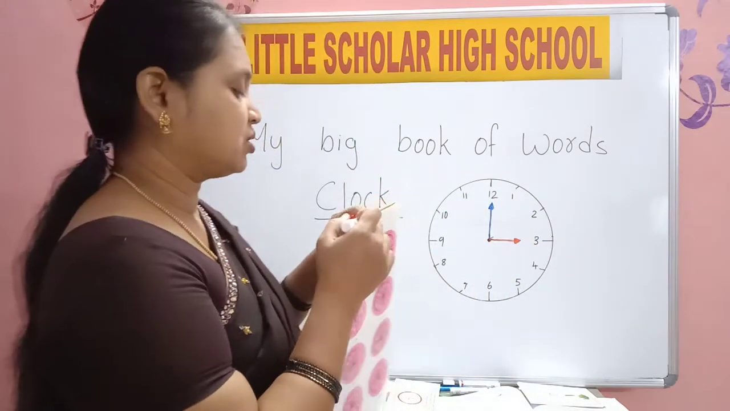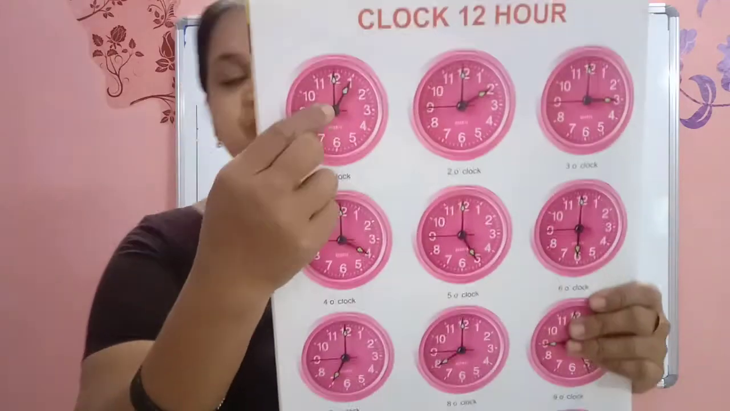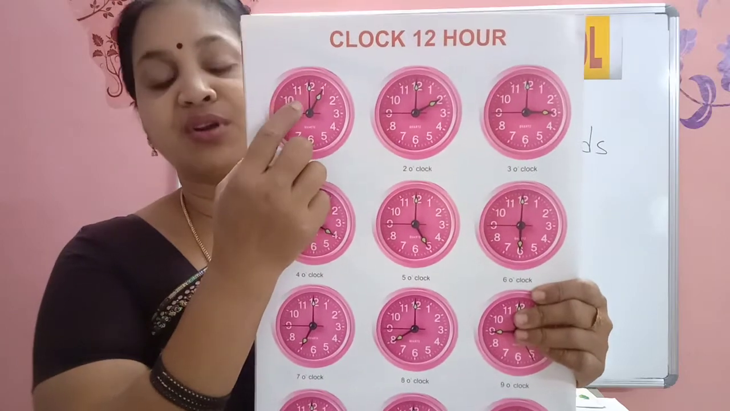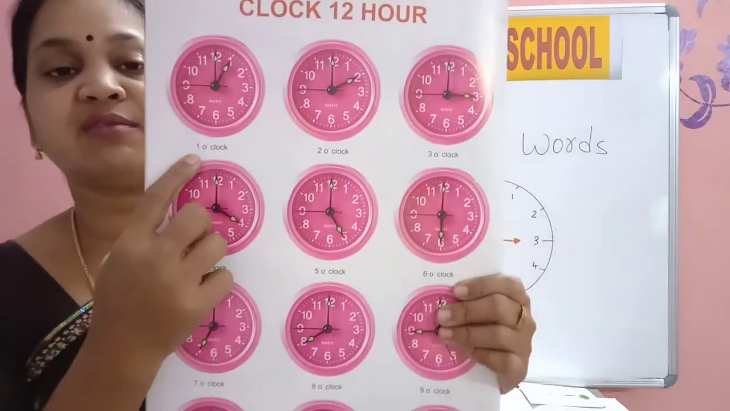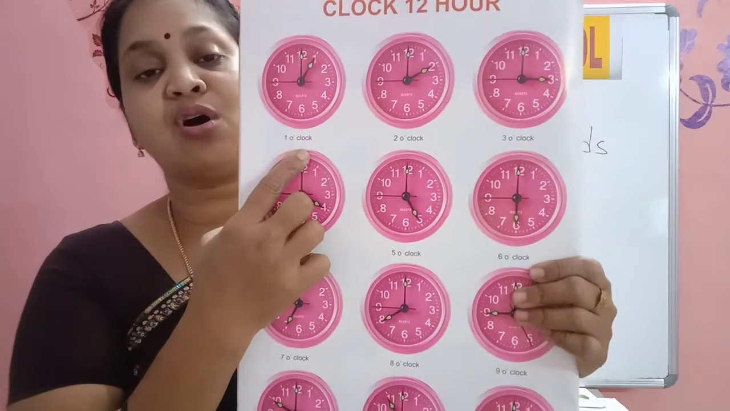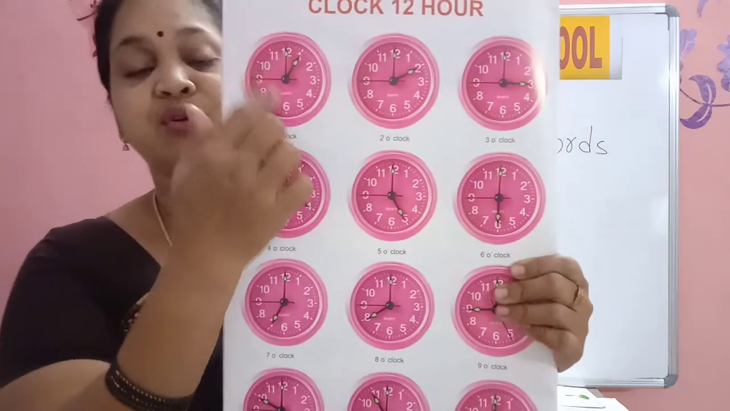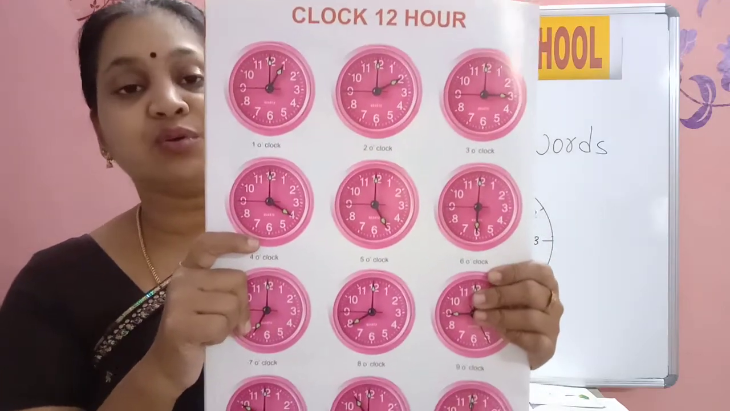3 o'clock. So now in this first clock, where is the short hand? The short hand is on 1. So what is the time? 1 o'clock. How is it written? 1 O apostrophe C-L-O-C-K, clock. What is the time here? 1 o'clock. How will you read the time? You will say 1 o'clock.